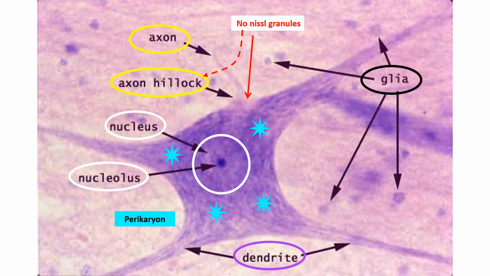Now, just like in the previous slide, the neuron is a very large cell, and the neuroglia, or shortly the glial cells, the connective tissue cells of the nervous system, are small cells compared to the neuron.